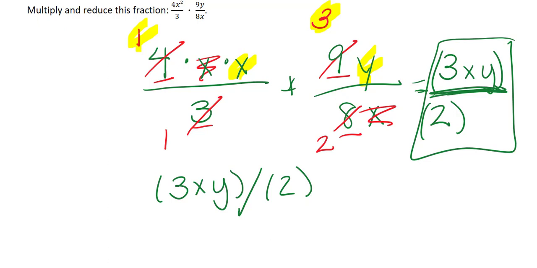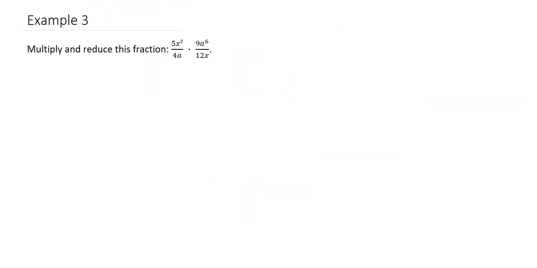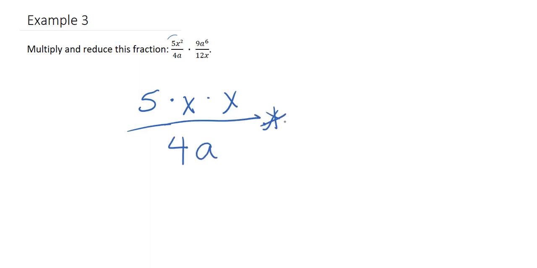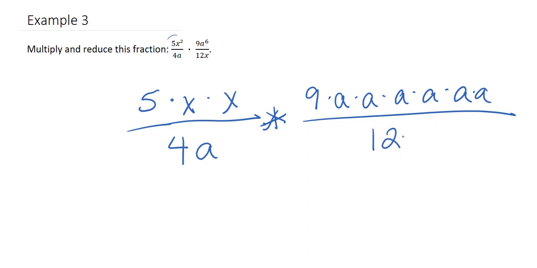So now let's go do the last example. So example 3, multiply, reduce this fraction. So let's go ahead and rewrite this. So we have 5x squared. So we're going to go 5 times x over 4a times 9. And then we have, you notice, 6 a's, all over 12x.